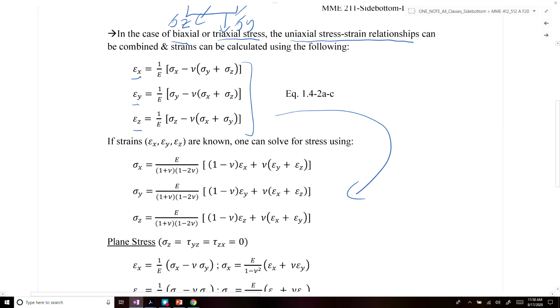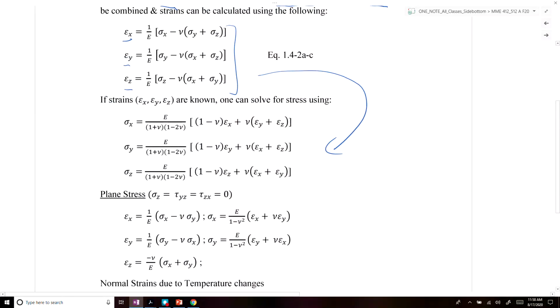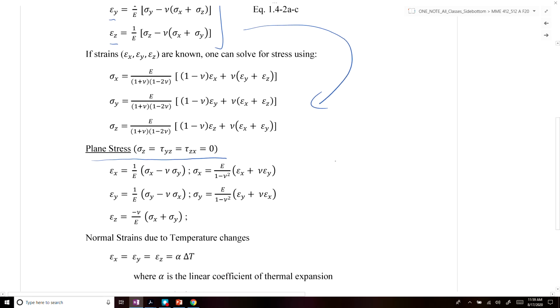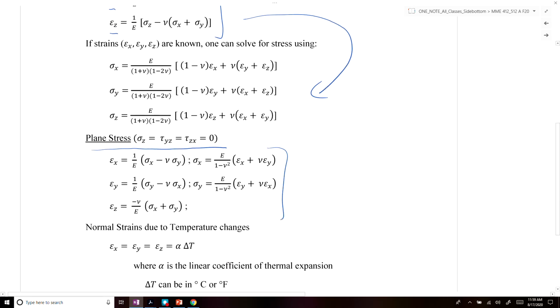Now, if you have a case where you have a plane stress, where sigma z, tau yz, and tau zx are all equal to 0, these equations become a little bit simpler. So these equations are only applicable under plane stress.